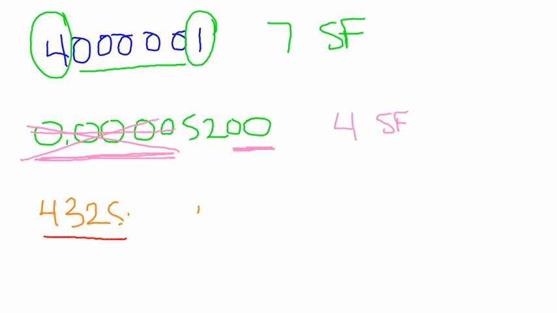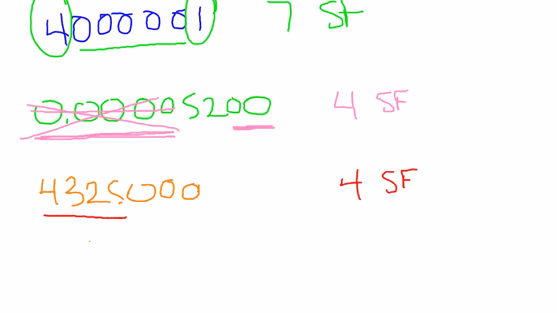But since there is not, those 3 are not significant. Sorry, I probably shouldn't have erased that. But that means that we have 4 significant figures. That number is still 4325000, but we only have 4 significant figures here. I'll move on to number 3.